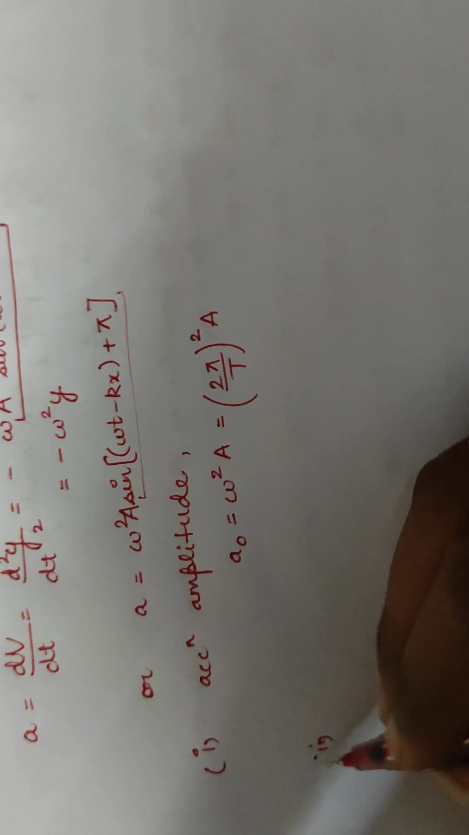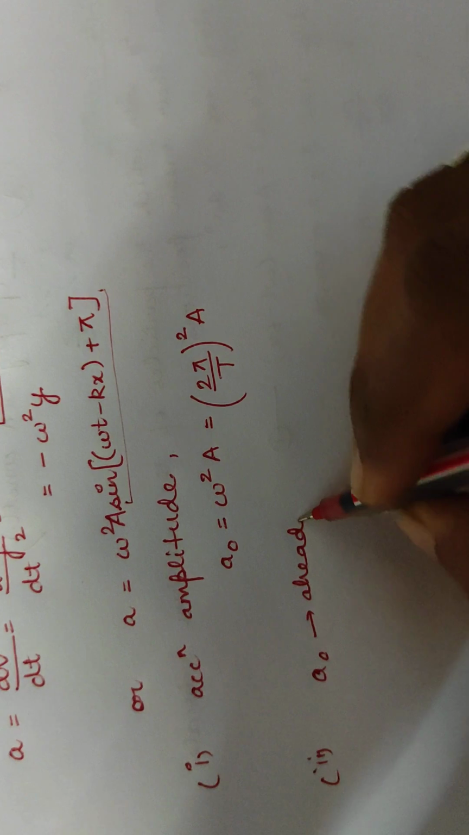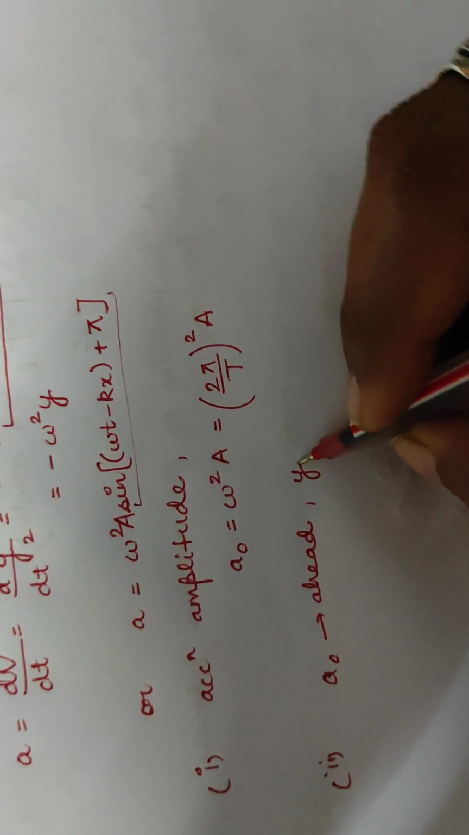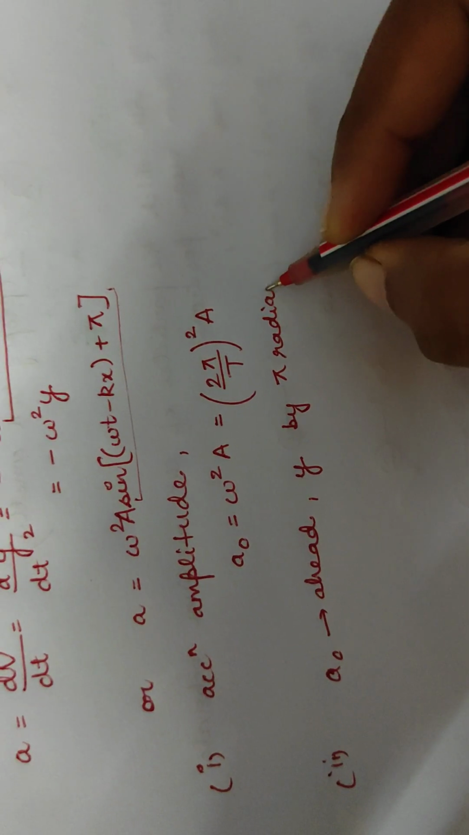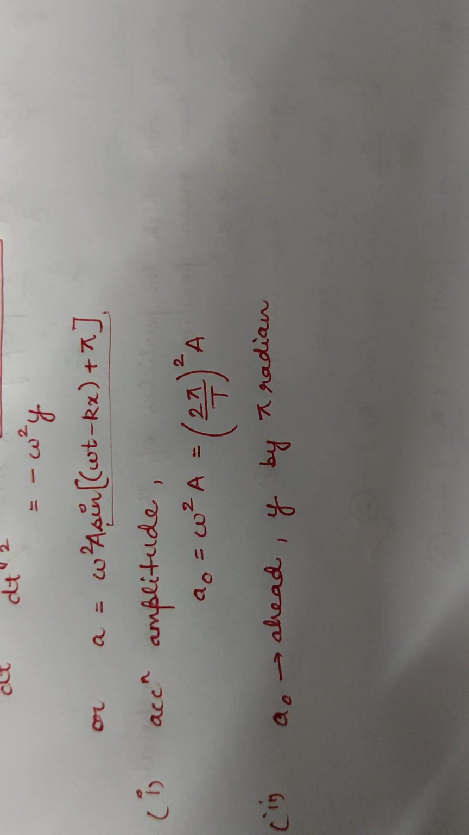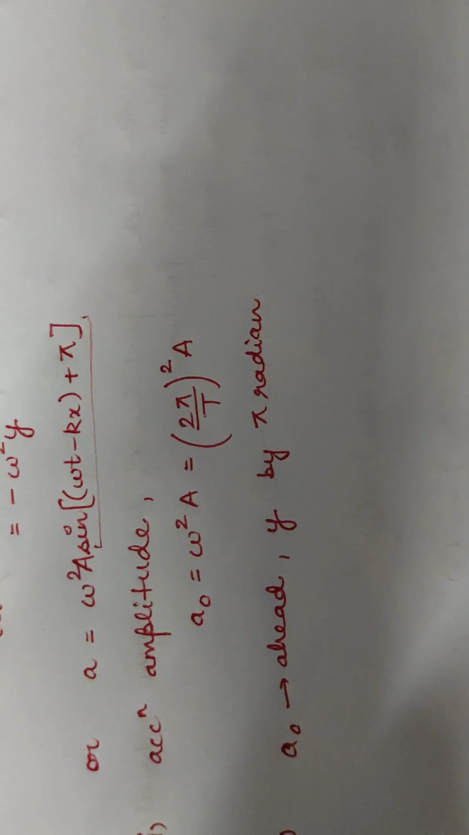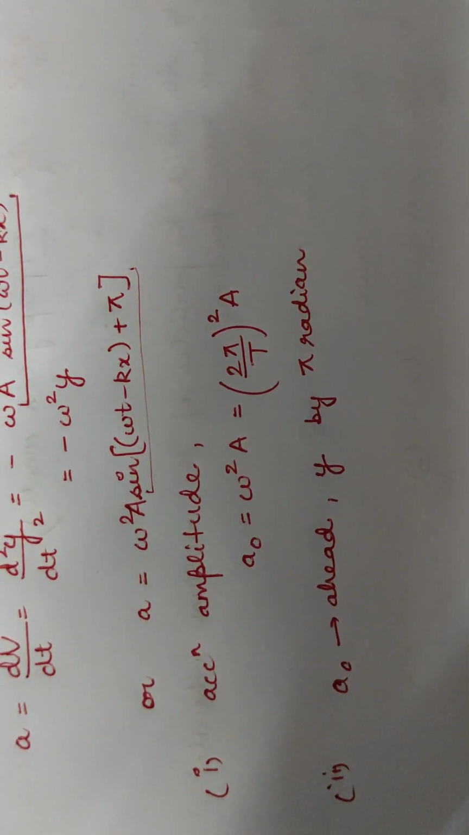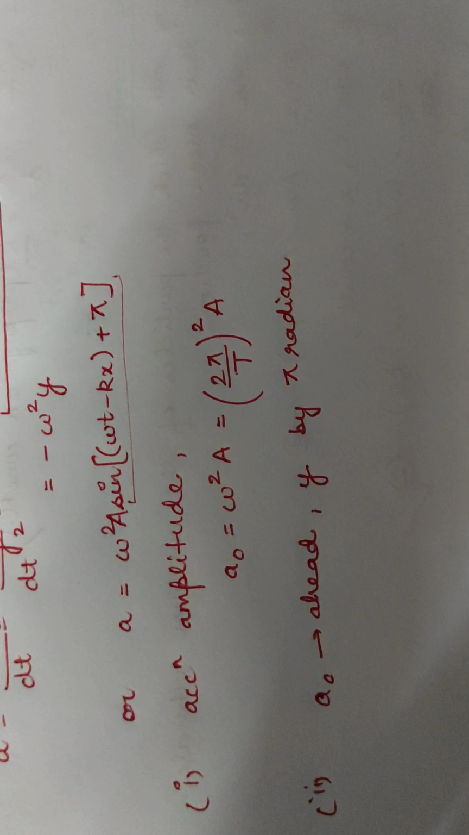And this particle acceleration is ahead of particle displacement by π radian, by an angle π. Okay. If you remember, velocity is ahead of displacement of the particle by π/2 radian, but here acceleration is ahead of displacement of the particle by phase π radian.